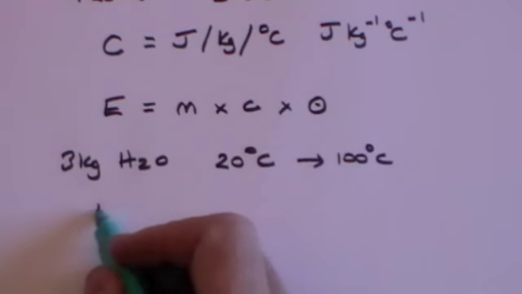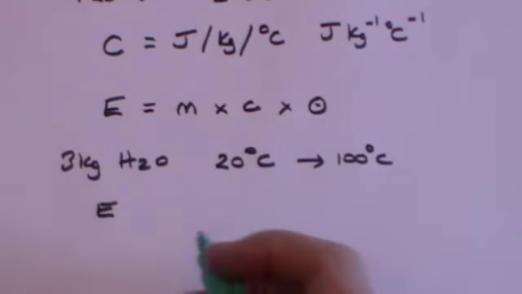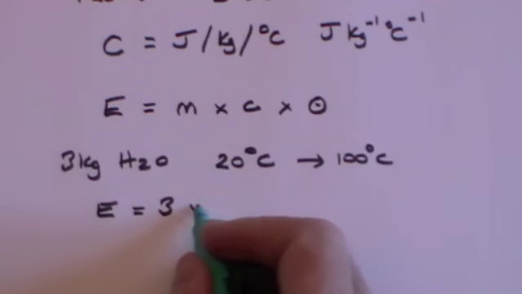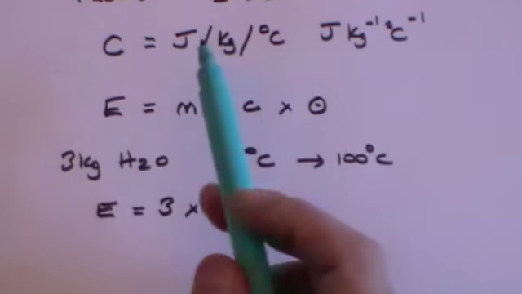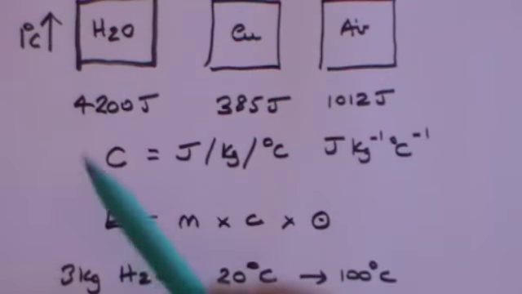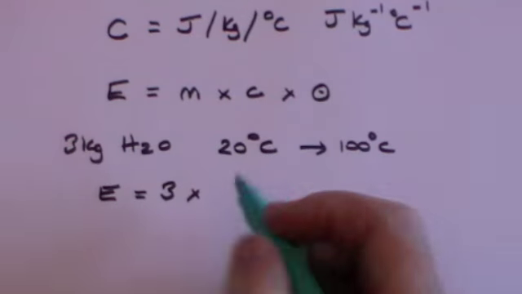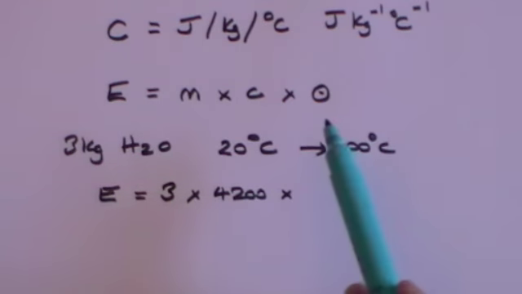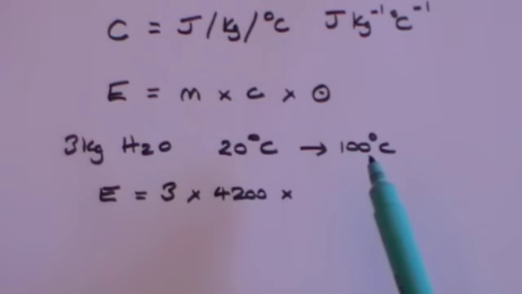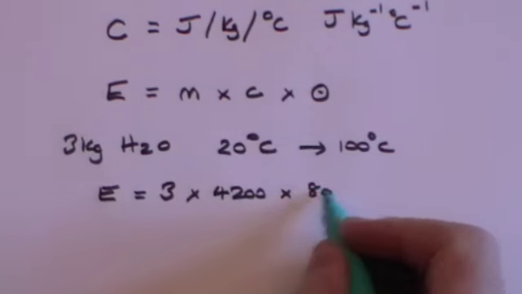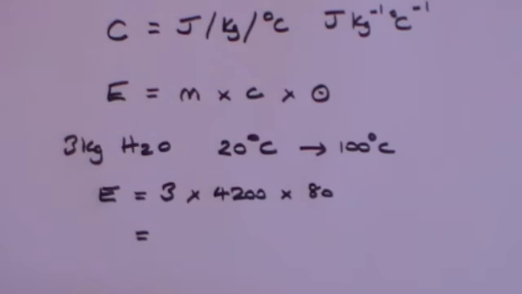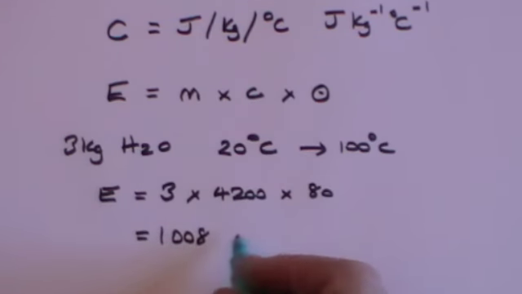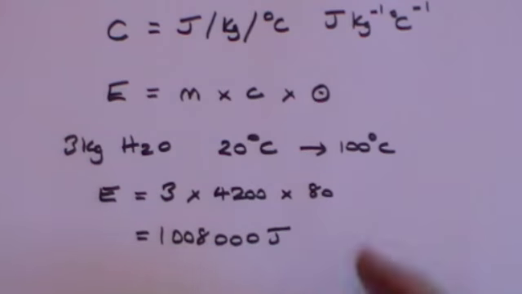Well, I use the formula above. Here we've got the formula. The energy is equal to mass, which is in kilograms. Well, I know it's 3 kilograms, times the specific heat. Well, I've told you the specific heat of water is 4,200. So that's 4,200 times the temperature difference. Well, the temperature difference going from 20 to 100 is 80 degrees. So 3 times 4,200 times 80 is 1,008,000 joules. So quite a lot of energy.